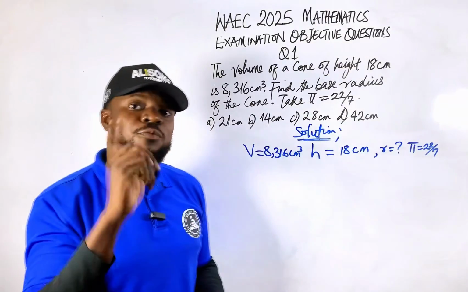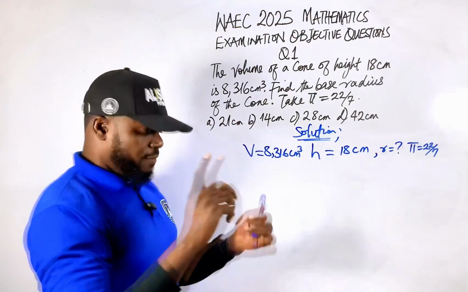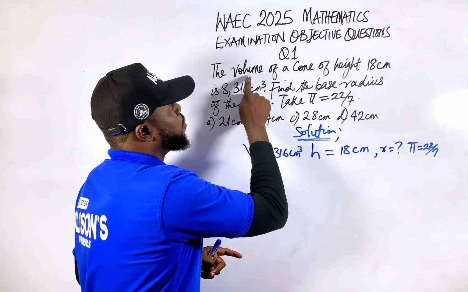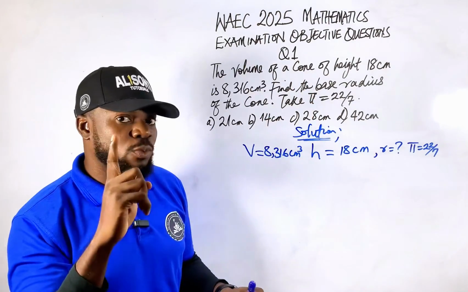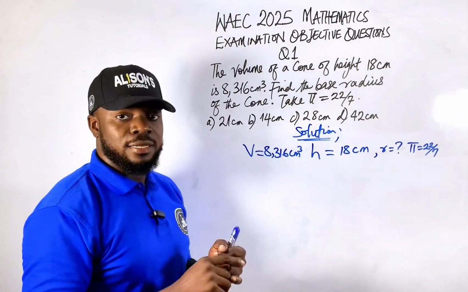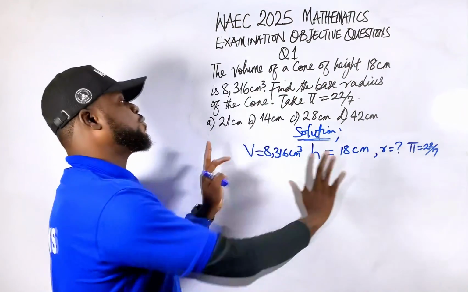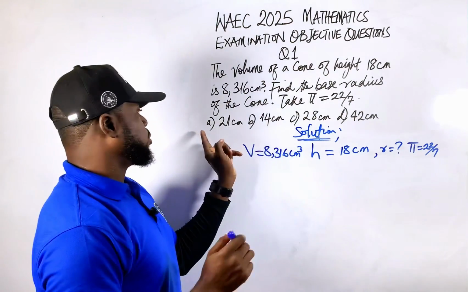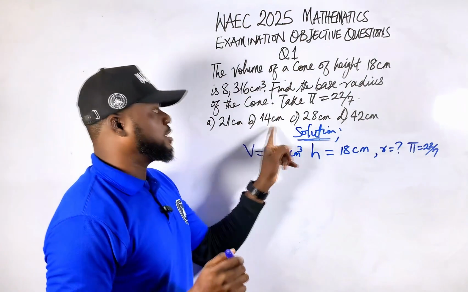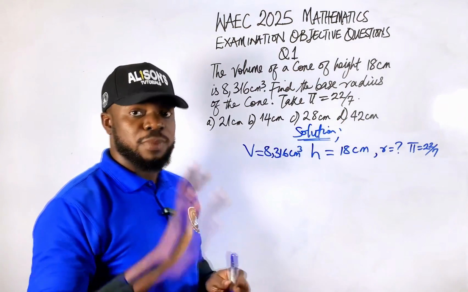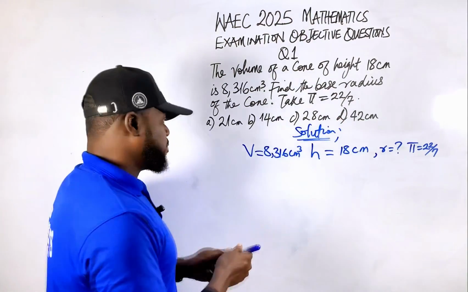Now, the formulas we are going to need are two. You need to know the formula for the volume of a cone, and you also need to know the volume of a cylinder. Those two formulas, if you know them, you can solve this one. See the options: A, 21 centimeter, B, 14 centimeter, C, 28 centimeter, D, 42. The question is very, very simple, and I'll show you why.